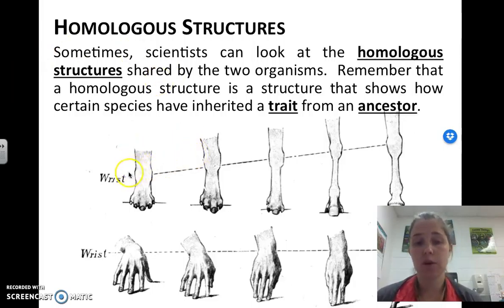So for example, this is a dog paw, and we can look at the wrist all the way up to a horse, and we notice that it looks very similar. Okay, very similar. And human wrists do not. So we are able to see that dogs and horses definitely could be related. However, humans are not as closely related as those two species.